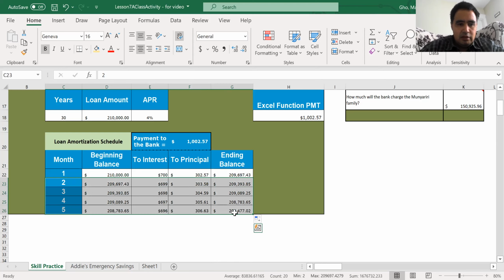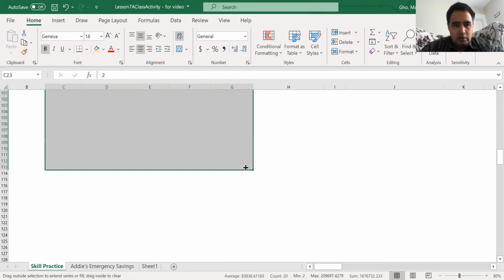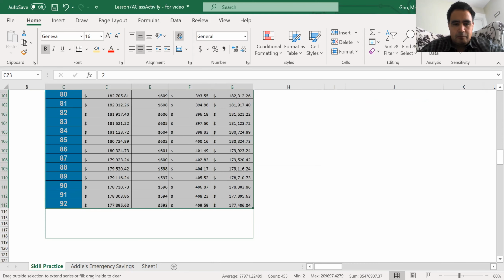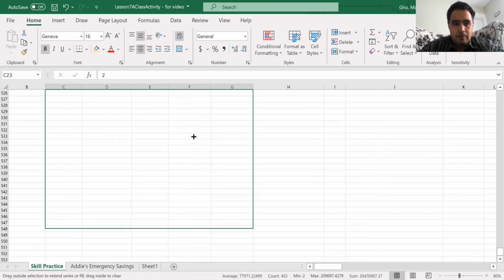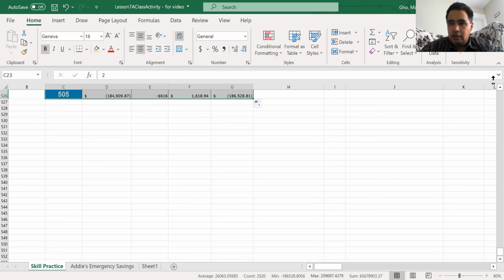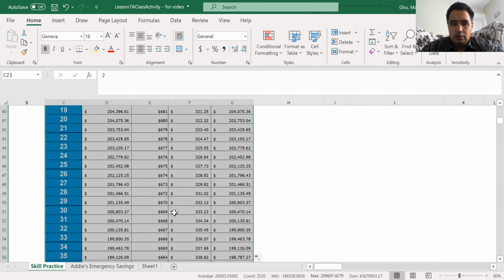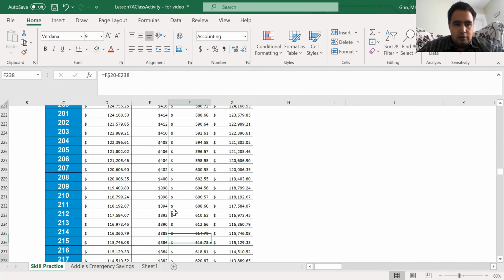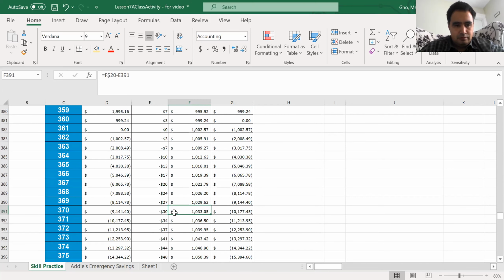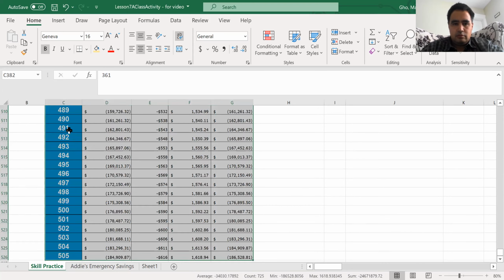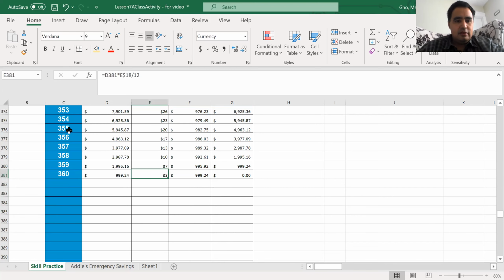So if we were to grab all of these cells right below the first one, because the same formulas we're copying down, the reference formulas, we can drag this all the way down to 360. That might be too far. Yep, that is too far. That's okay, we can delete these. There at 30 years, you finally have a balance of $0, everything's all paid off.